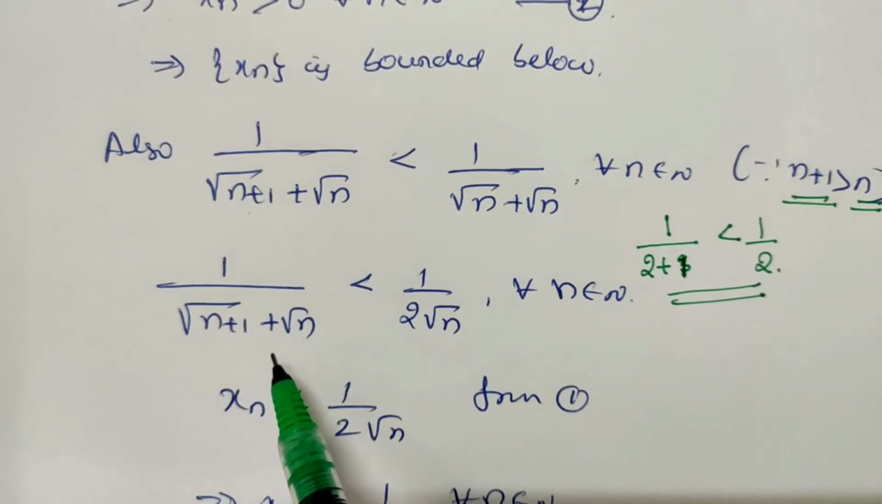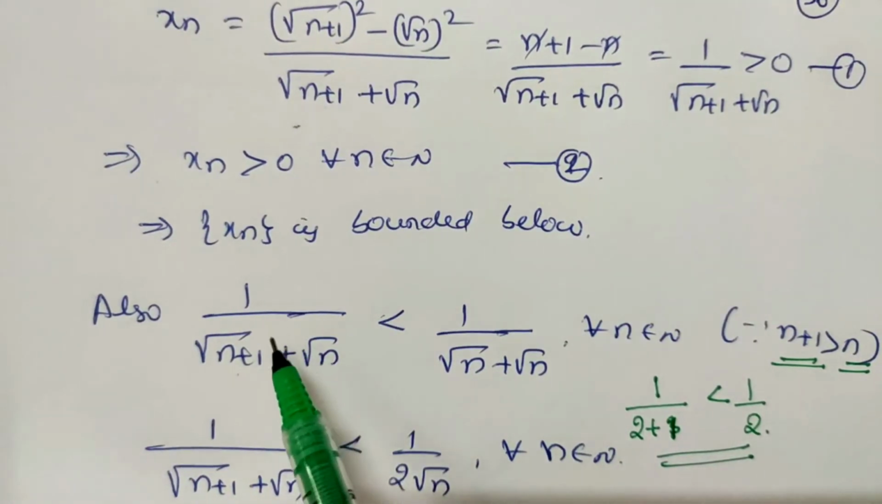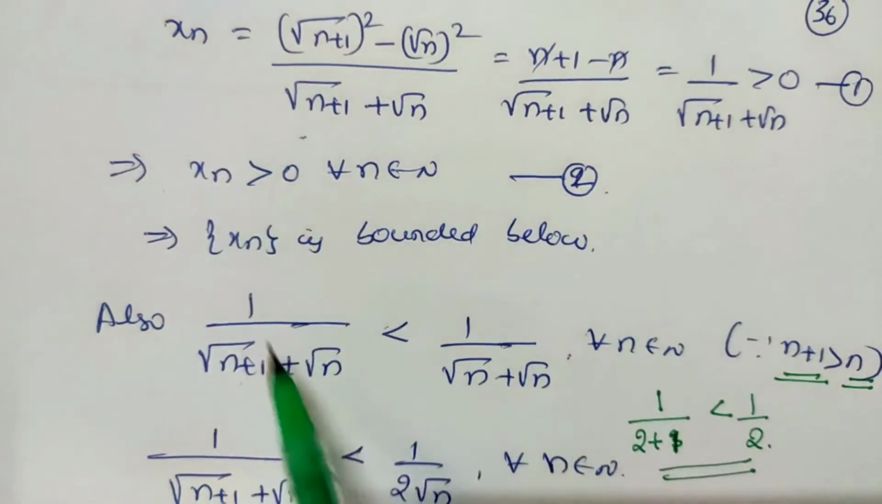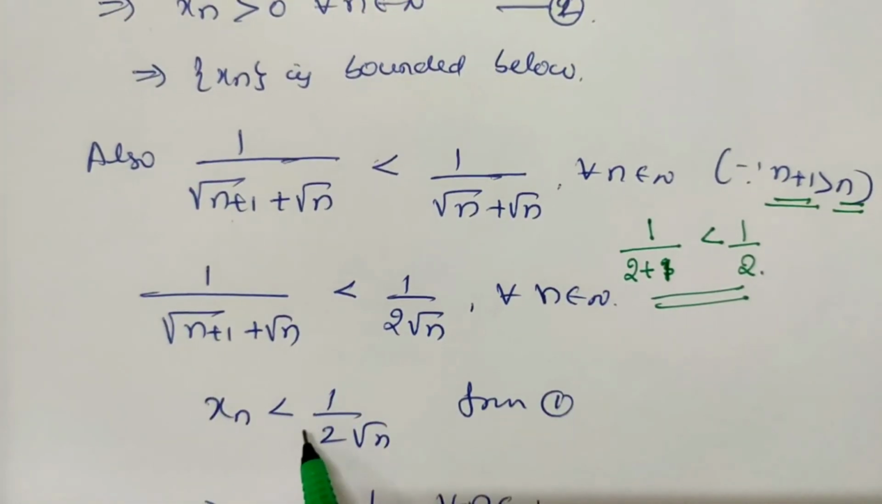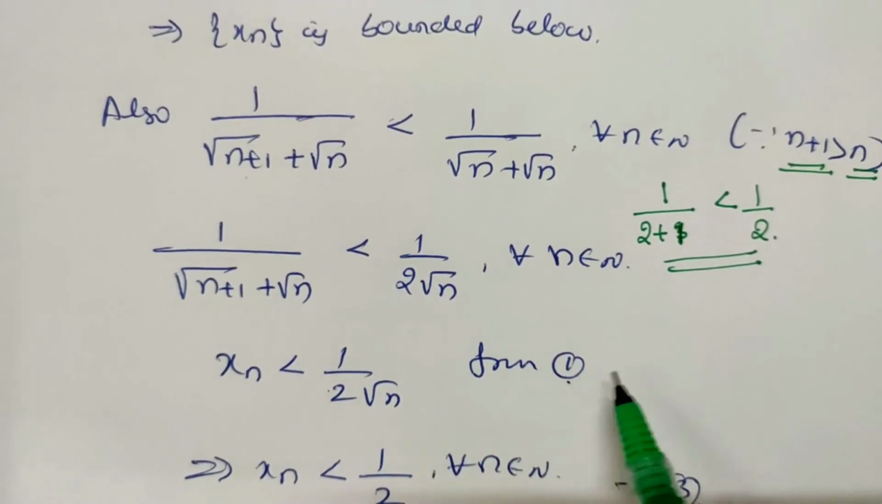So what is xn here? Here our xn is 1 divided by root n plus 1 plus root n. From equation number 1, this is nothing but xn. So this implies xn is less than 1 divided by 2 into square root of n. So this is from equation number 1.